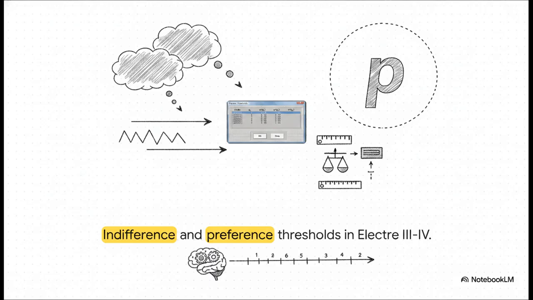When you're using classic software for this, you have to input specific indifference values, usually denoted by a Q, and preference values, denoted by a P, assigned to all your different alternatives. It takes a lot of deep, careful thought from the user to set these parameters, literally translating their subjective, messy reality into exact numerical boundaries.